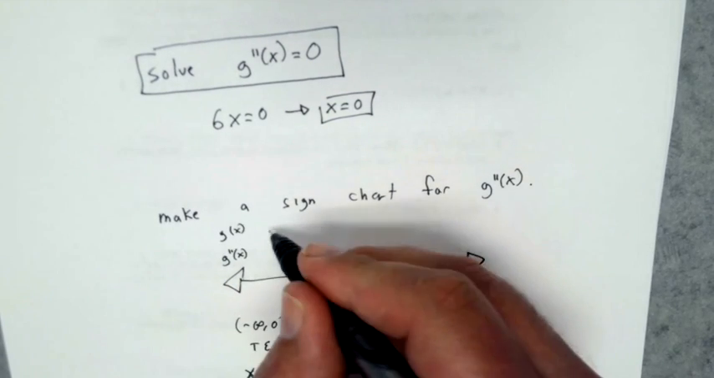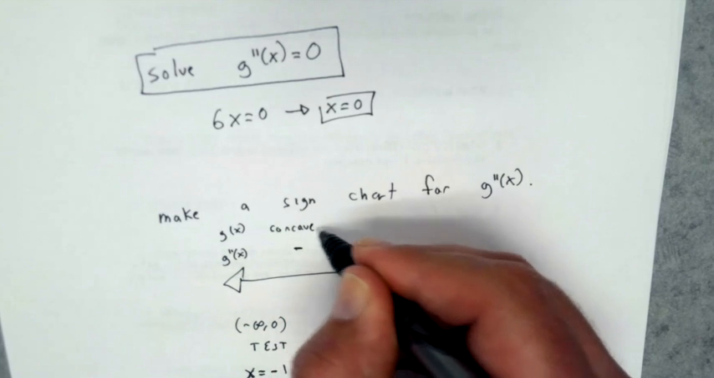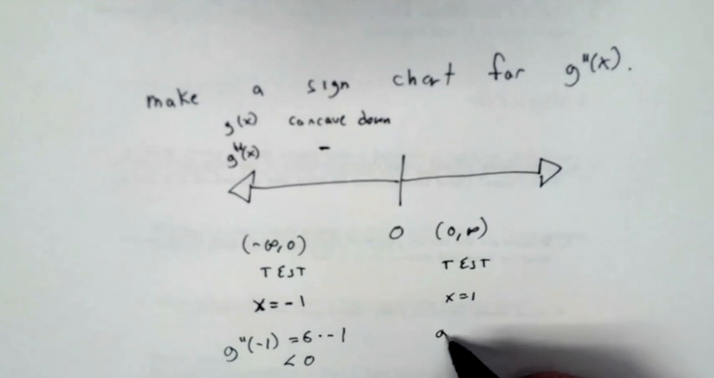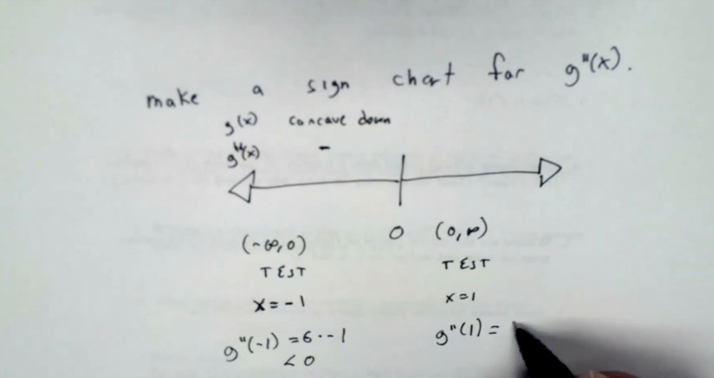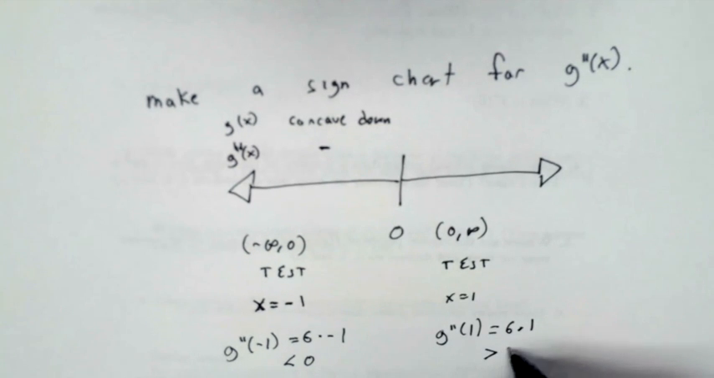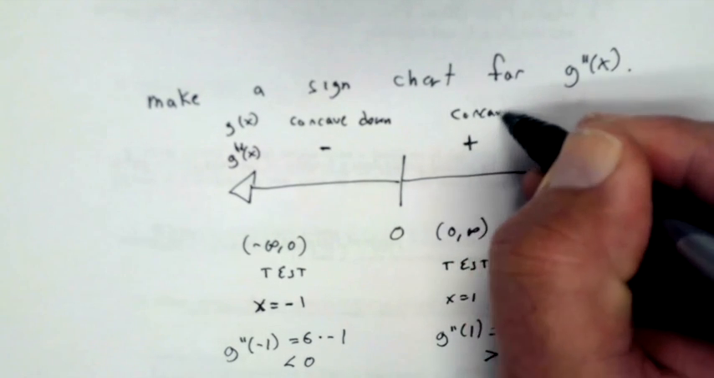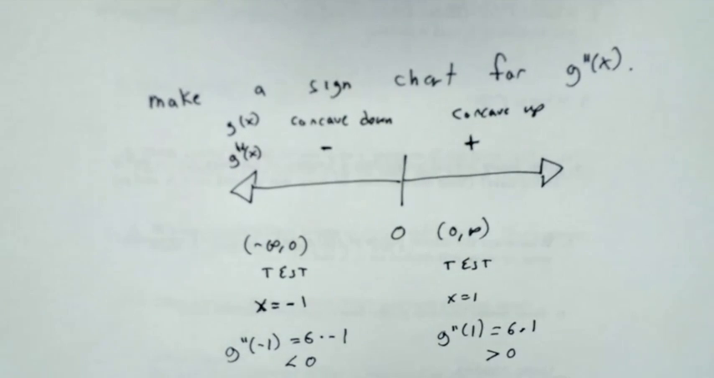So g of x is concave down. And then if I test x equals 1, g double prime of 1 is 6 times 1, which is positive. G double prime of x is positive, which is concave up. So regardless, this didn't depend on D at all.